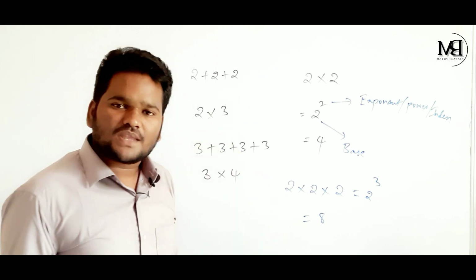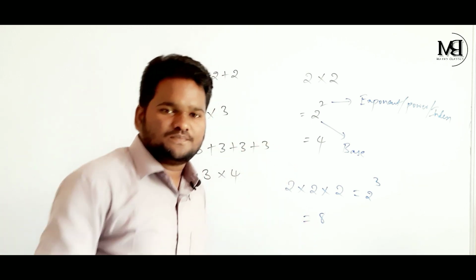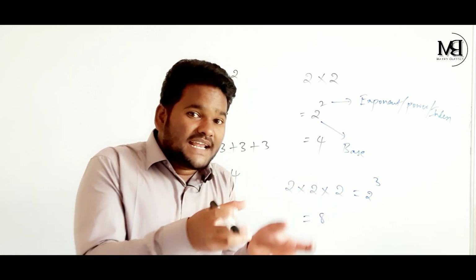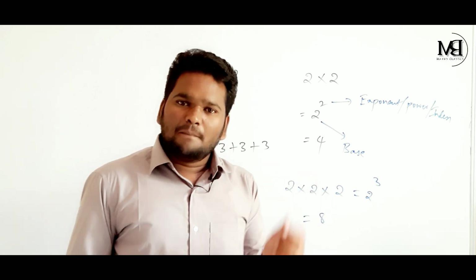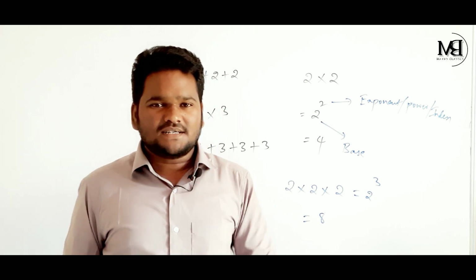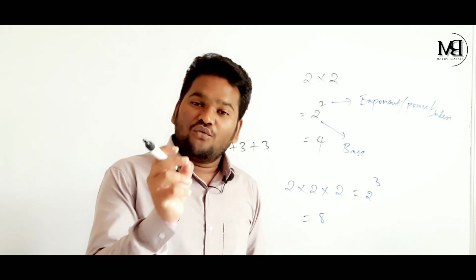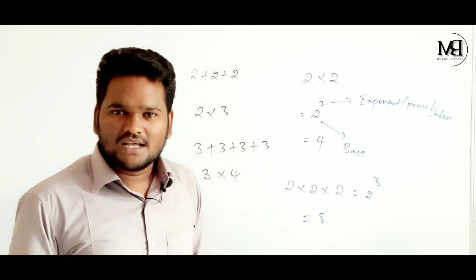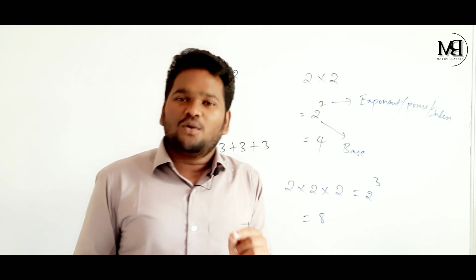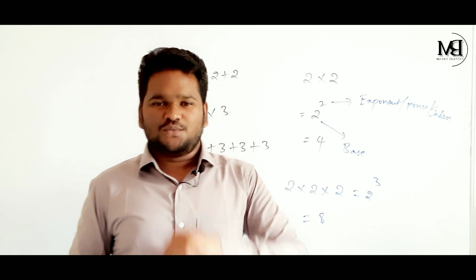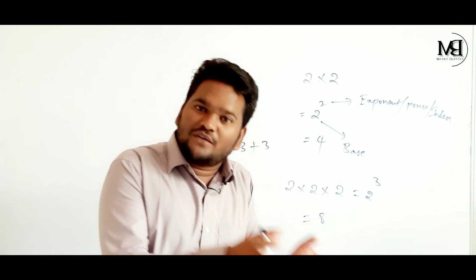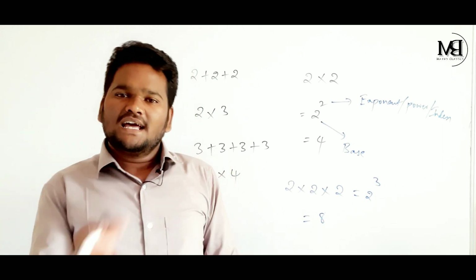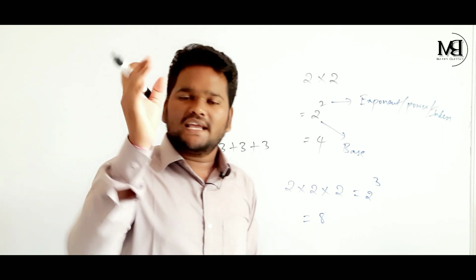What is the reason behind this cube? There is a reason, my dear children. Multiplication of 3 equal numbers represents the volume of a 3D shape, that is a cube. As we know, the volume of a cube is length into breadth into height, where length, breadth and height are equal.